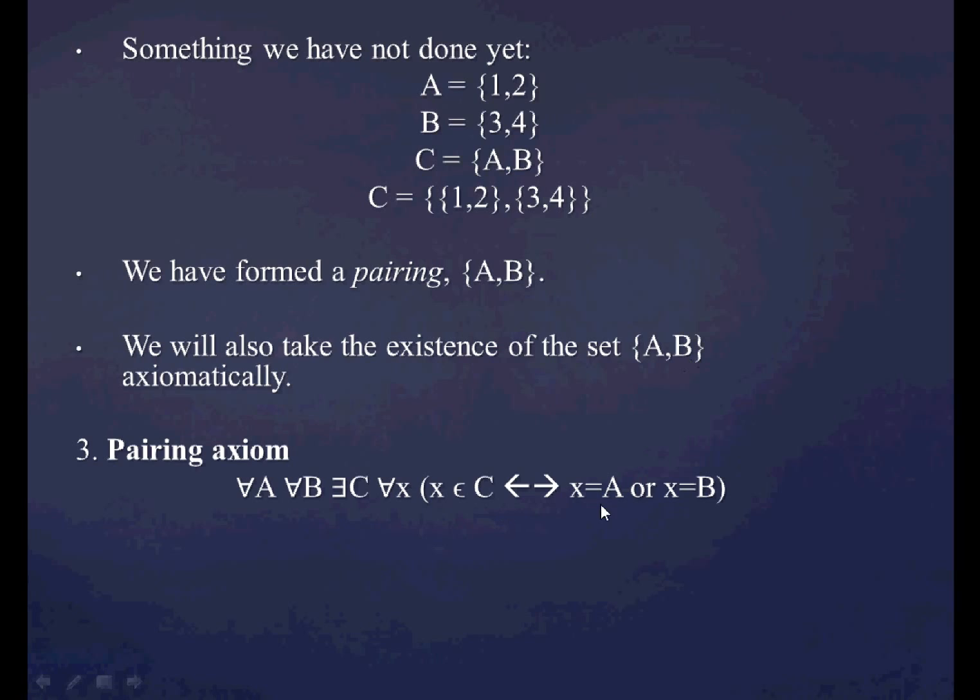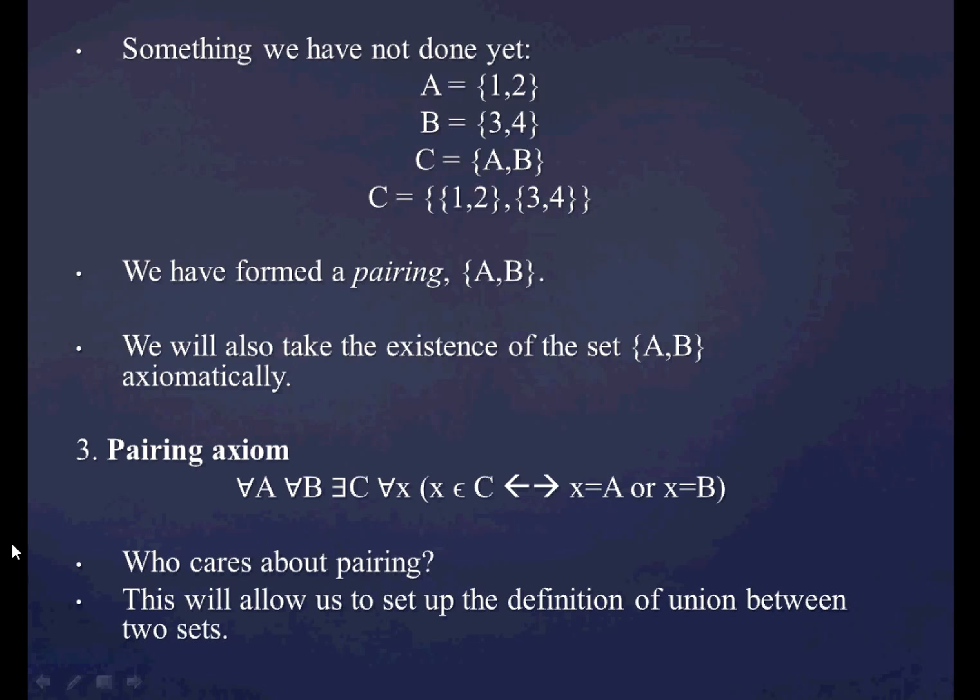All right, so that's the forward direction. So the converse, if that object is A, if it's the entire set A, or if it's the entire set B, it's going to be included in this new set C. So this is the pairing axiom. So it's going to guarantee the existence of this new set. All right, and this is the third of our axioms that we're going to cover. Now, if you're wondering why we care about pairing and why you'd make this an axiom within ZFC, what we're going to eventually be able to do is set up the definition of the union between two sets using pairing.